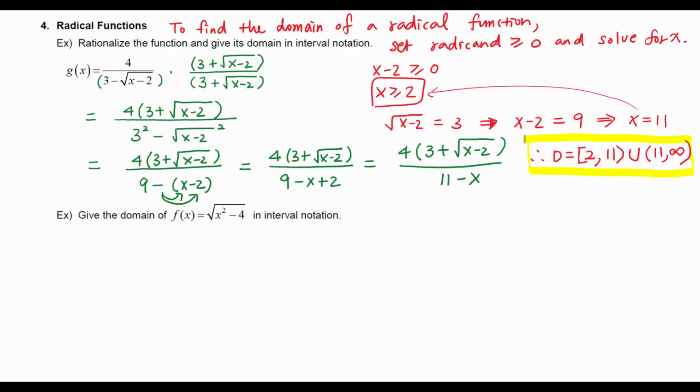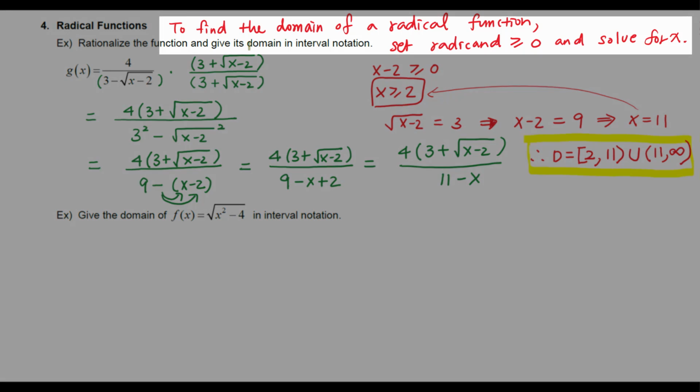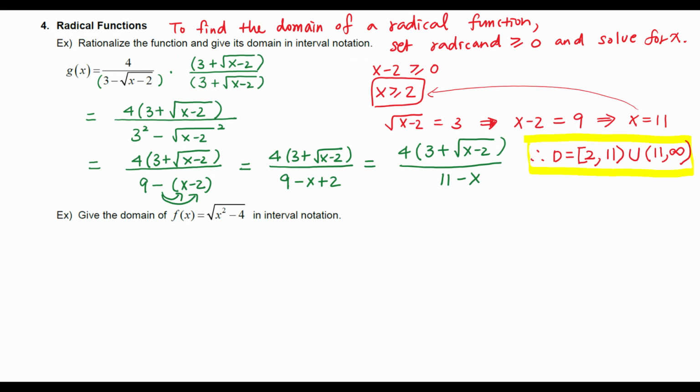Example: give the domain of f of x equals the square root of x squared minus 4 in interval notation. Again, I have a radical function, and to find the domain of a radical function, you need to set the radicand greater than or equal to 0 and solve for x. My radicand this time is x squared minus 4. So I need to set x squared minus 4 greater than or equal to 0.